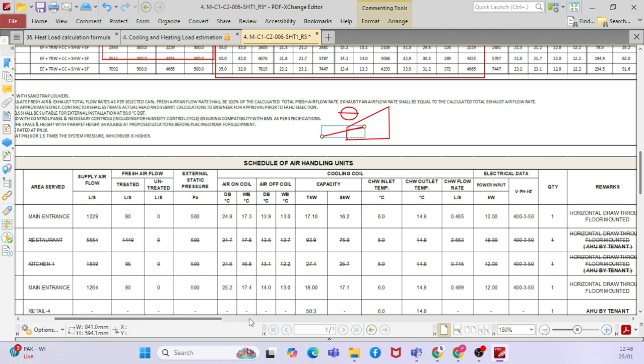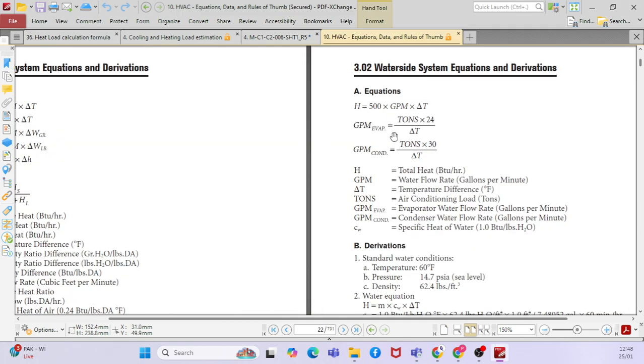Now let me open one equation from my PC. The formula which you said is to calculate what, sir? The sensible heat. Calculate the CFM. CFM you can say is liters per second, right? Yes, sir. Airflow rate. Let me see that. One minute. In my design guideline, I have attached the equations. So this is the equation.